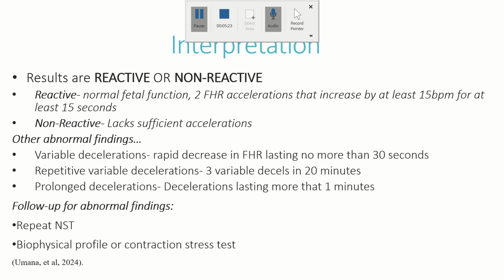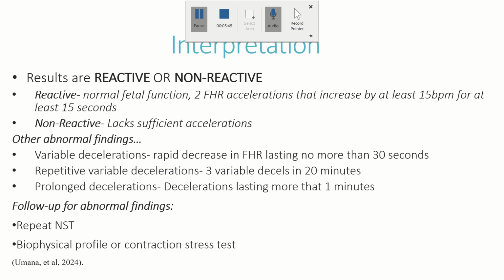Results of this test are considered reactive or non-reactive. Reactive means there is normal fetal autonomic function, or two fetal heart rate accelerations that increase by at least 15 beats per minute for at least 15 seconds. Non-reactive results mean the fetal heart rate lacks sufficient accelerations.